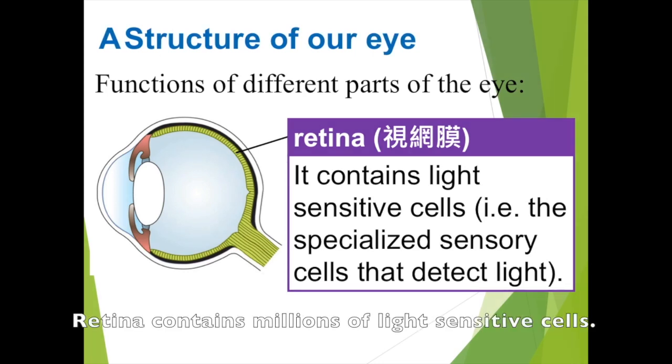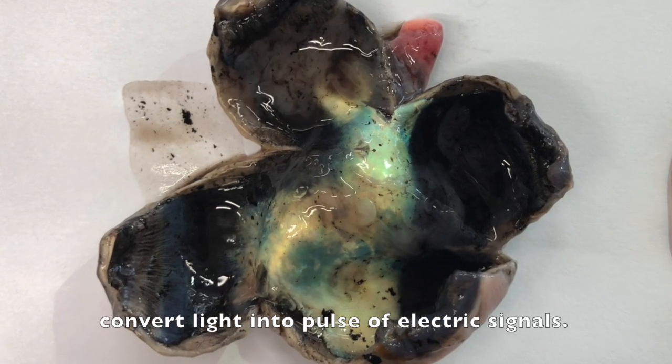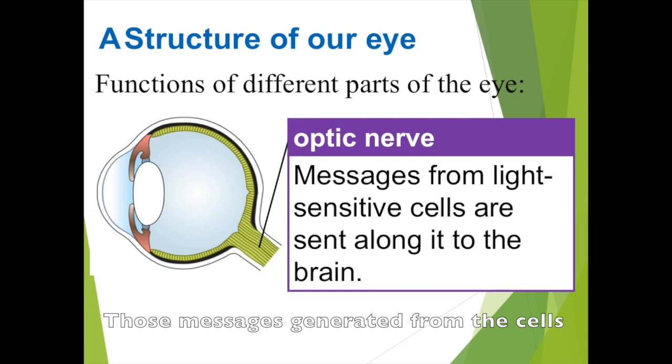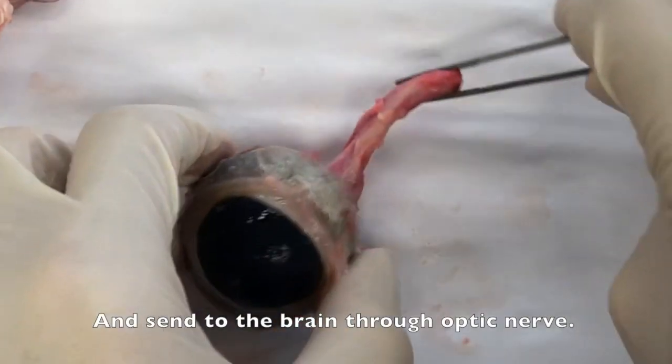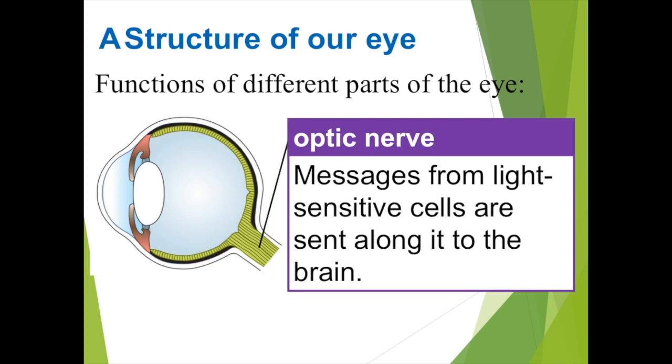On the retina, there are light-sensitive cells, and those cells can convert the light into pulses of electric signals. Those messages from the light-sensitive cells, the pulses of electric signals, are then sent along to the brain through the optic nerve.